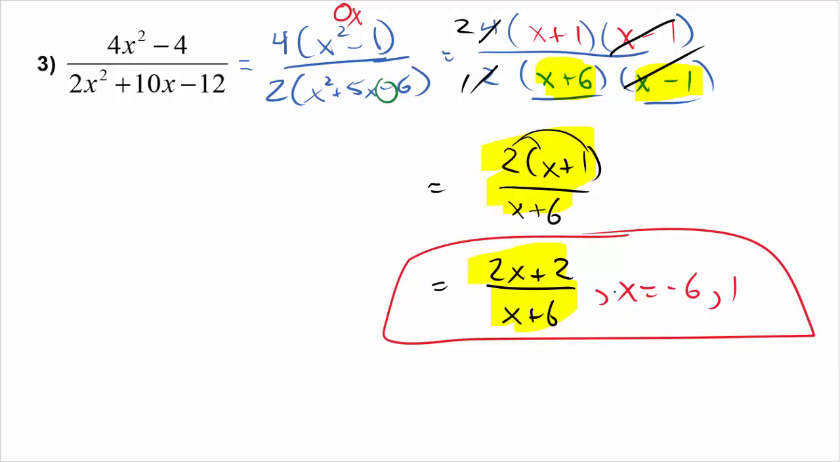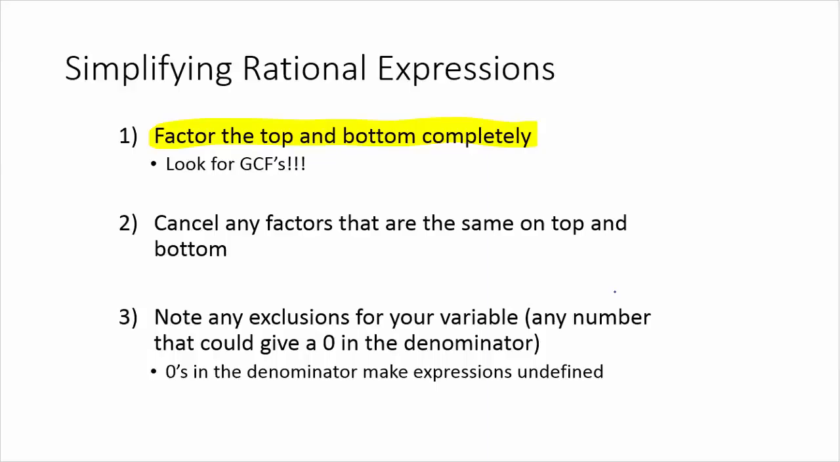So that's how you would simplify rational expressions. Again, you can't skip this step. Don't try to just cancel individual terms in a polynomial. You've got to factor it first. Don't forget to look for GCFs. You want to cancel any factors that are the same in the top or the bottom, or if it's like a 4 over 2 like we had in the last problem, you can simplify that to 2 over 1. And then also, just be prepared to look for any exclusions as well. Anything that puts a 0 in the denominator is a problem.